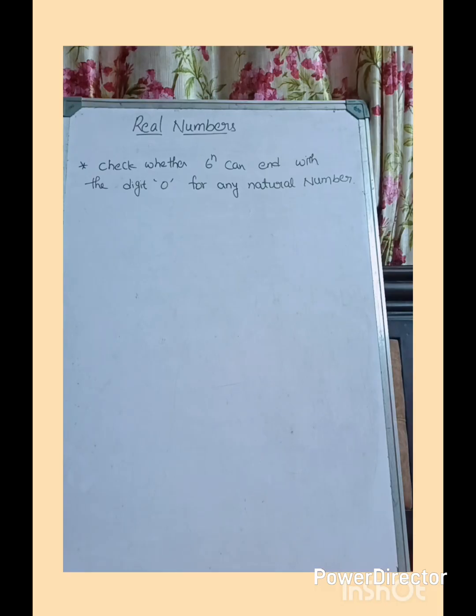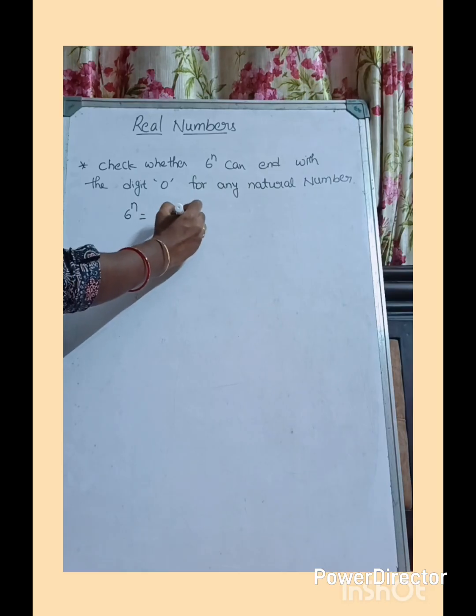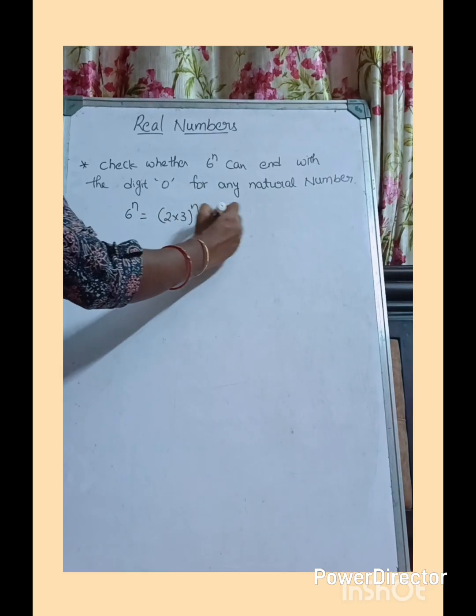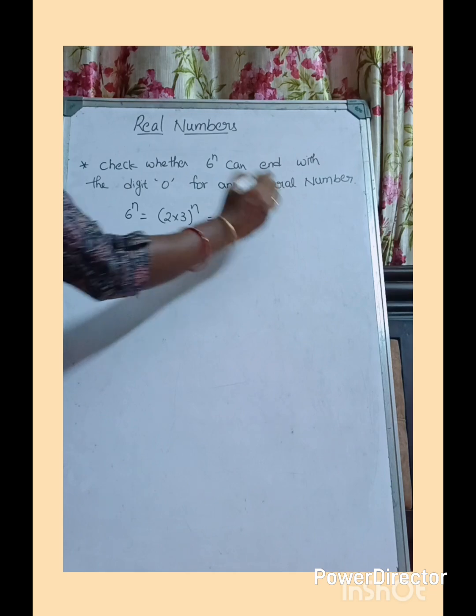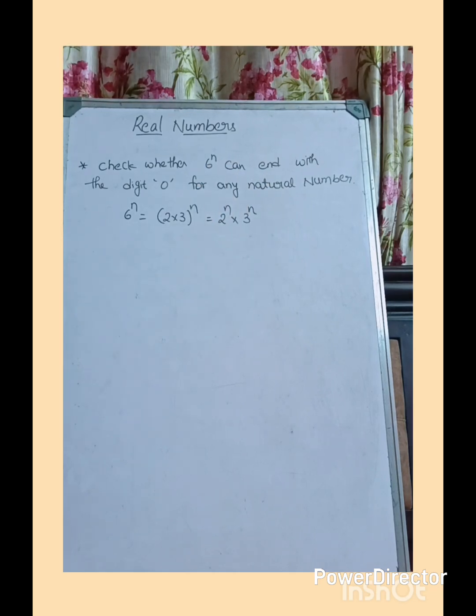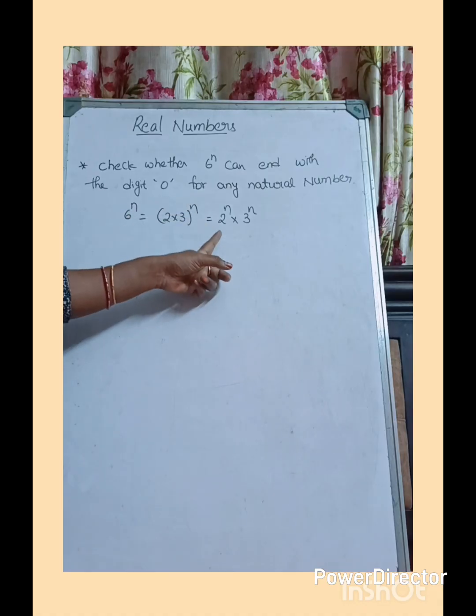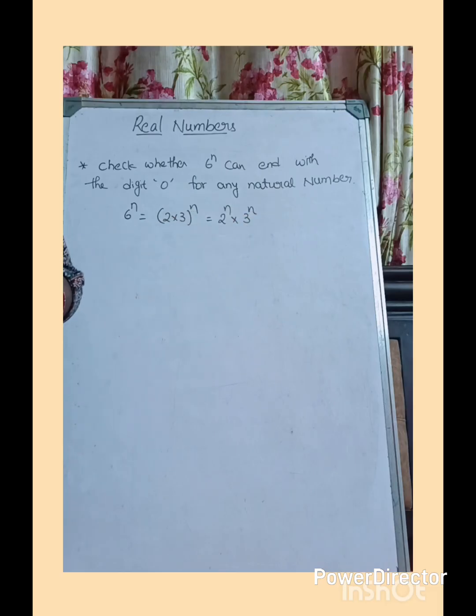One more important question in real numbers. Check whether 6 power n can end with the digit 0 for any natural number n. Now what is the prime factorization here? 6 power n we can write as 2 into 3 power n, that is 2 power n into 3 power n. As we know, to end with 0, we need the factors of both 2 and 5. But the prime factorization of 6 power n has 2 as a factor, but we don't have 5 as a factor. So it will not end with 0.